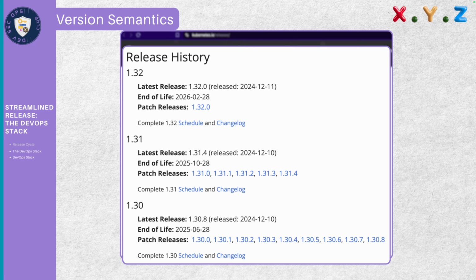Ubuntu does not follow XYZ semantics. They follow versions like 24.04, which means the first two digits are the year and the second two digits are the month. So they follow year and month. Every application and every company has a different strategy.